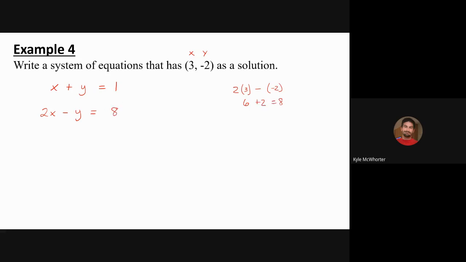So this would be a system of equations that has 3, negative 2 as a solution. All you got to do is write a couple of simple expressions and then do the math to figure out what that number needs to be. And it can be totally different. It just depends on which expressions you pick.